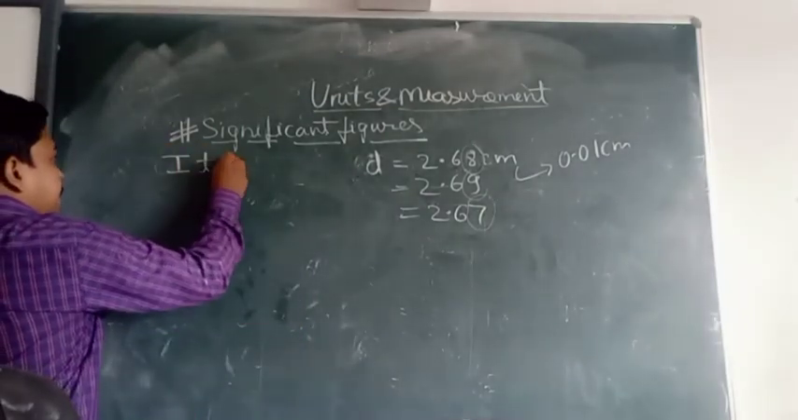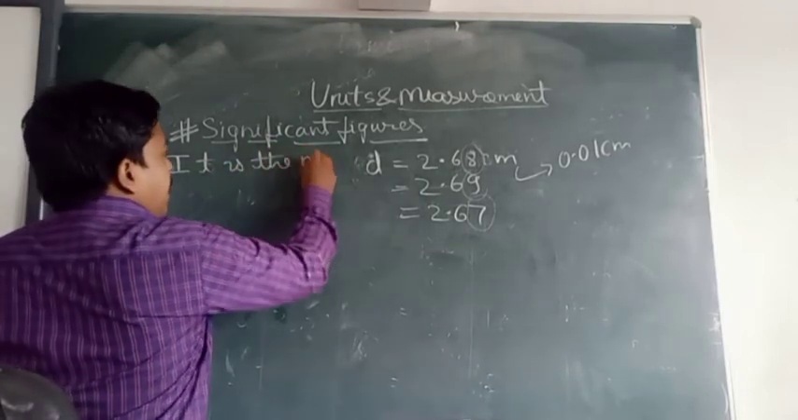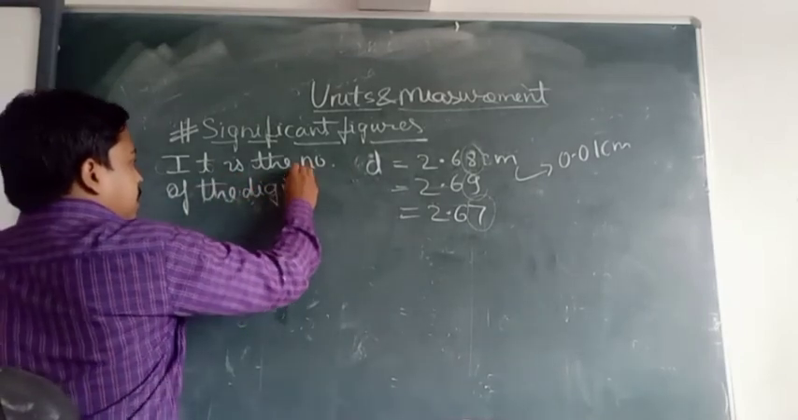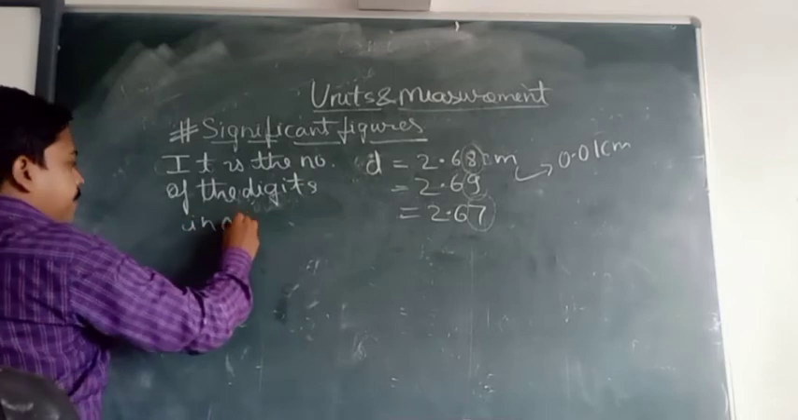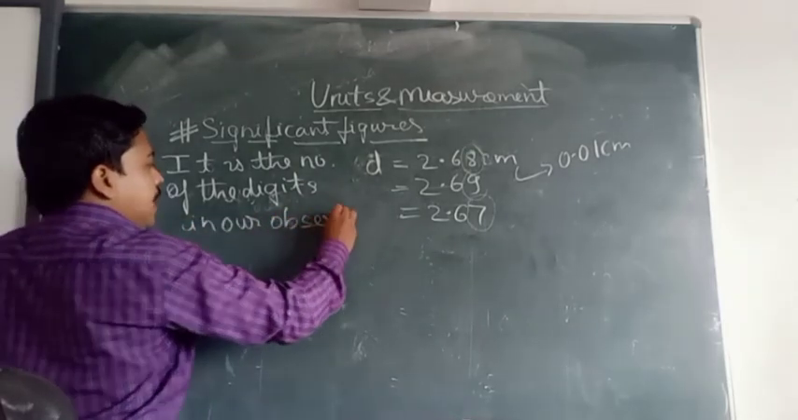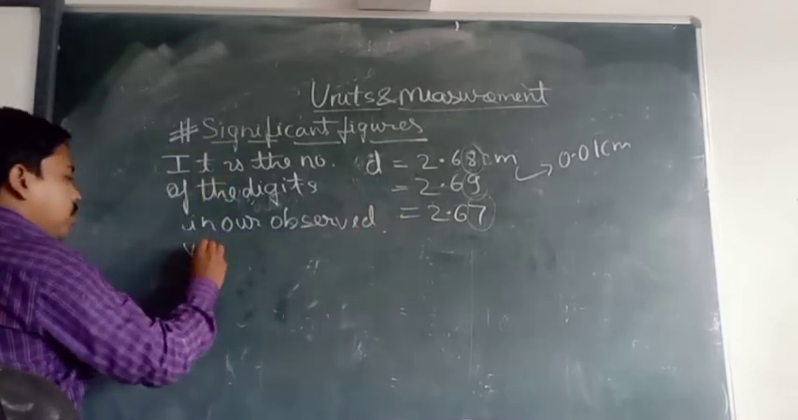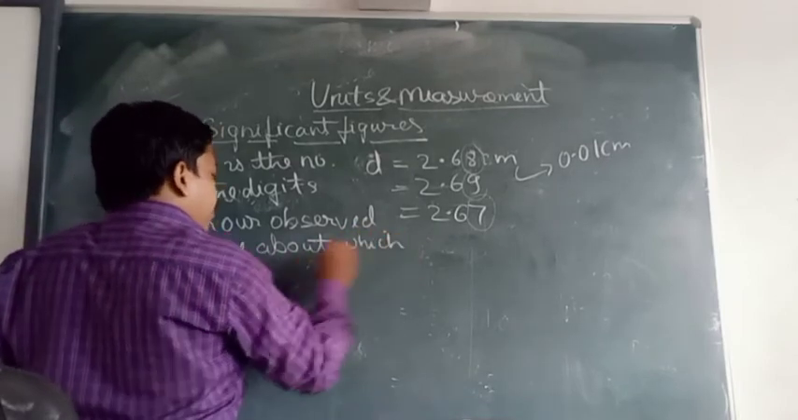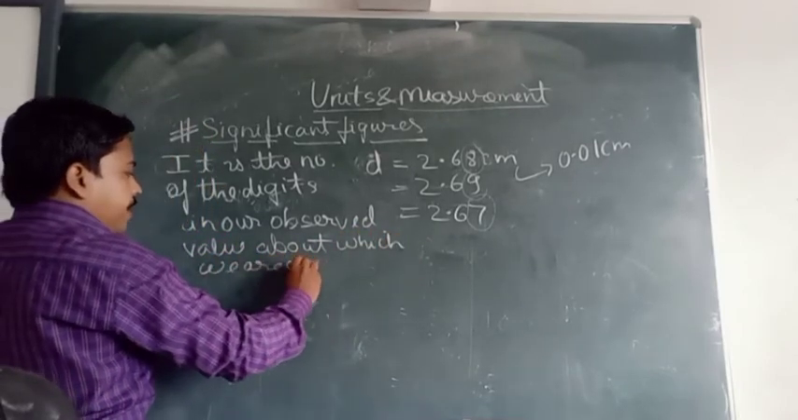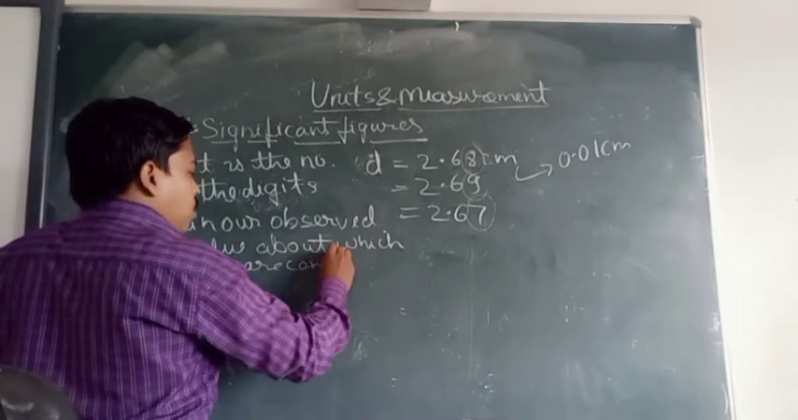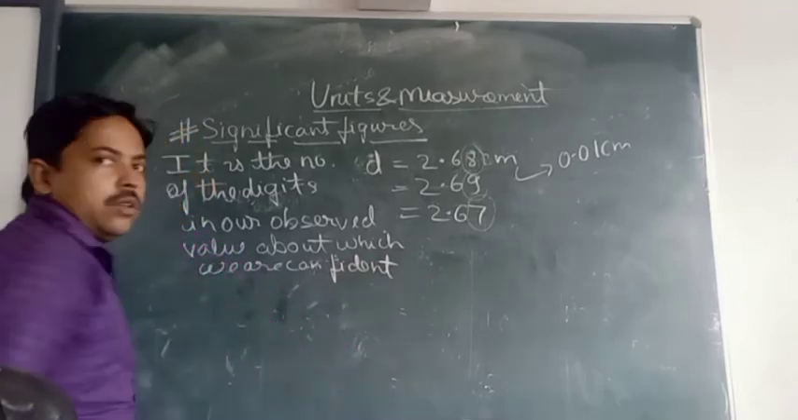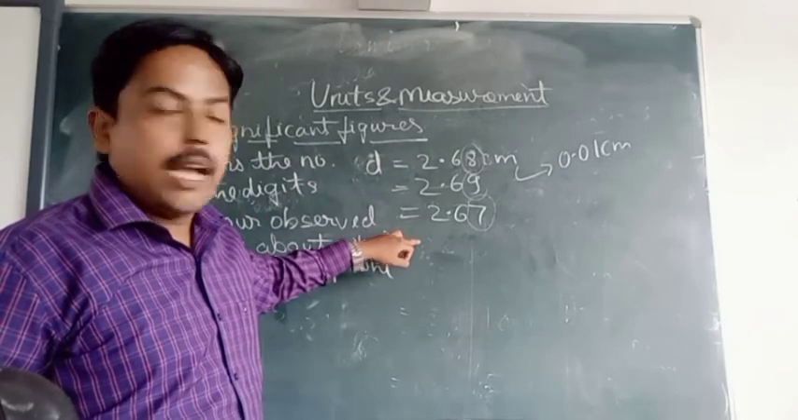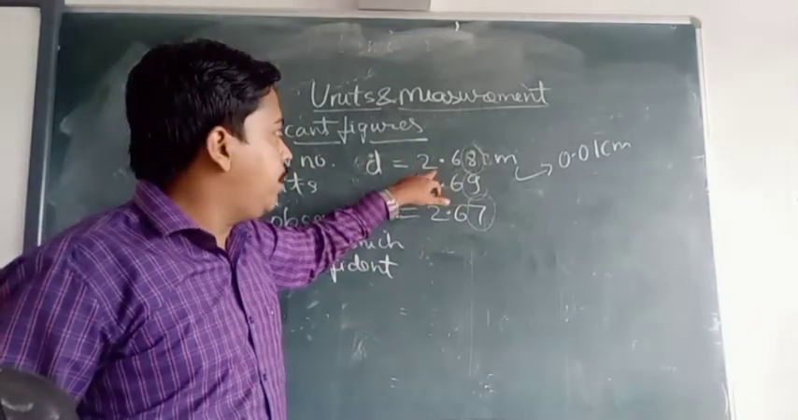It is the number of digits in our observed value about which we are confident. So how many digits are there in these three readings which I have taken of my diameter about which I am confident? There are only 2 digits.